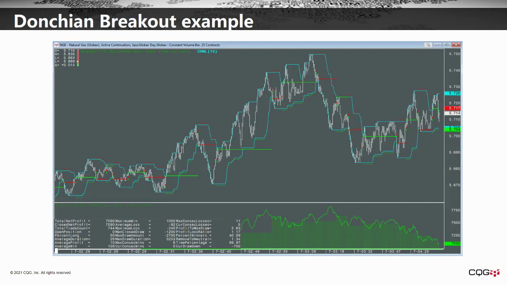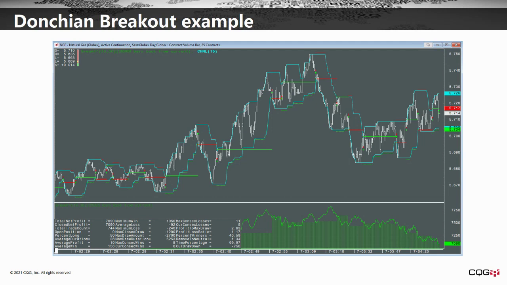If we take the famous Donchian breakout system, which consists of buying on the break of the upper channel and selling on the break of the lower channel, we can see that we have some interesting information. Natural gas, like other energy products, is very suitable for Donchian breakouts, as it will move out of ranges often and quickly.